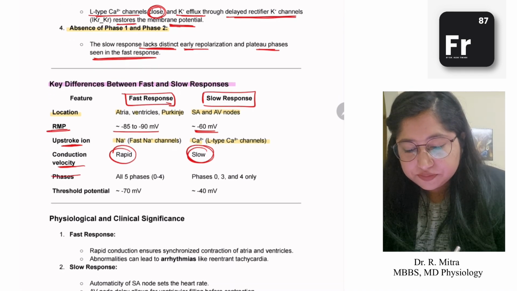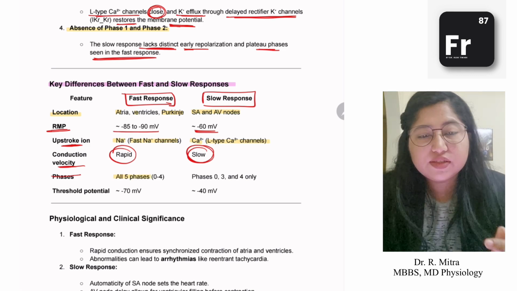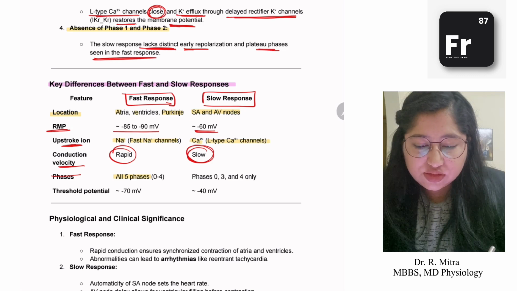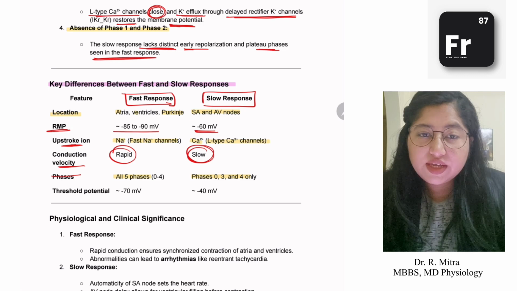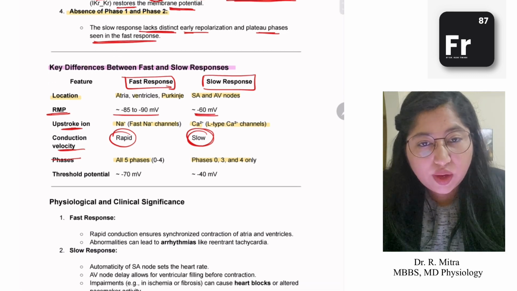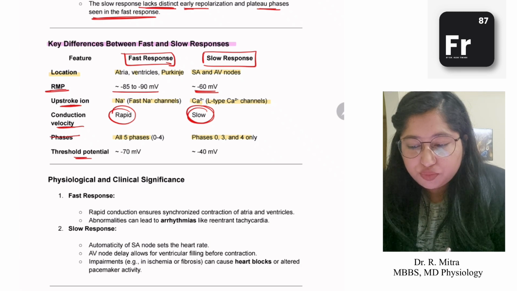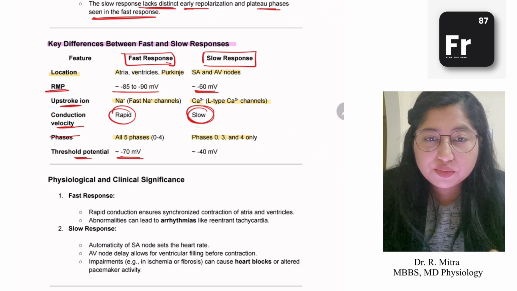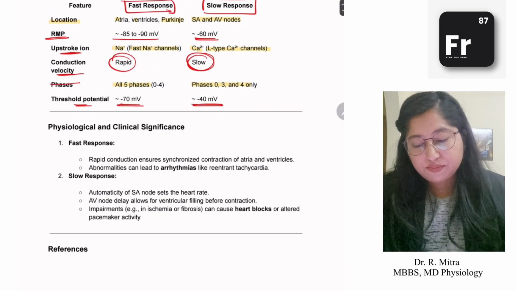Now, coming to the phases, all 5 phases are present in the fast response, that is phase 0, 1, 2, 3 and 4, while in case of the slow response, there are only 3 phases, 0, 3 and 4. There is absence of phase 1 and phase 2. Next, the threshold potential. In fast response, it is approximately -70 millivolt, while in case of slow response, it is -40 millivolt.